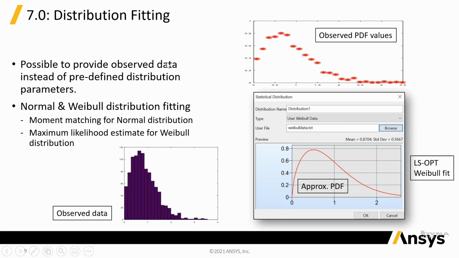Another thing that we added in 7.0 was distribution fitting. So in 7.0, we have an ability to fit normal and Weibull distributions to observed data. So the user can simply give a text file with the observation data, a list of observed values, and then LS-OPT automatically fits a Weibull or normal distribution to that data. This way, the user does not need to pre-process the data to determine the distribution parameters.